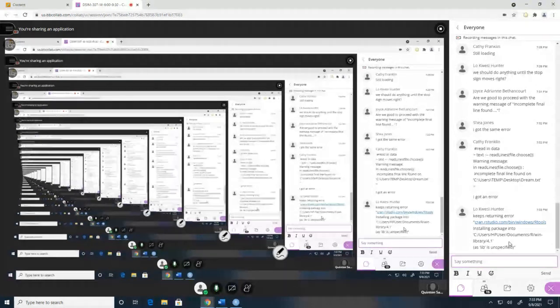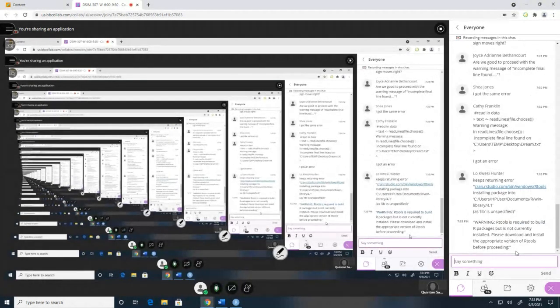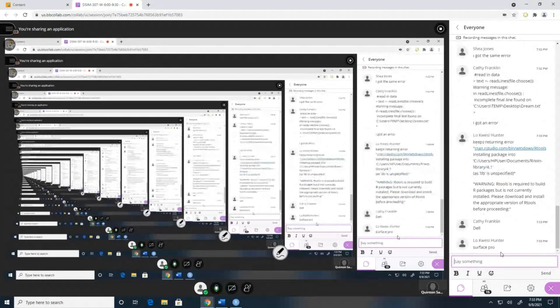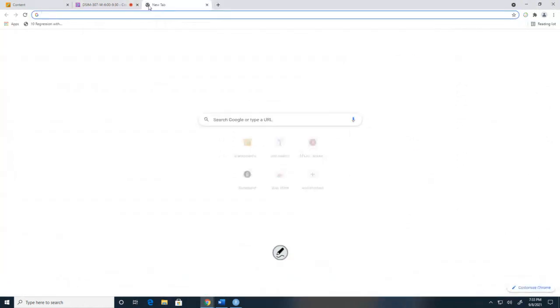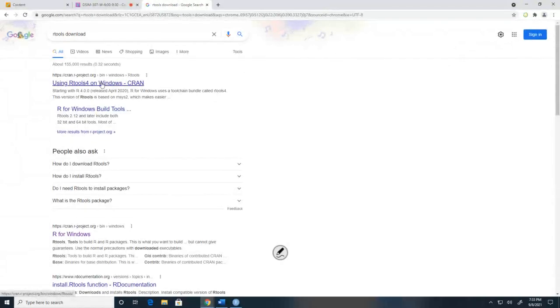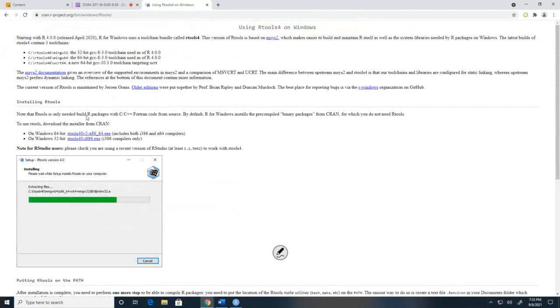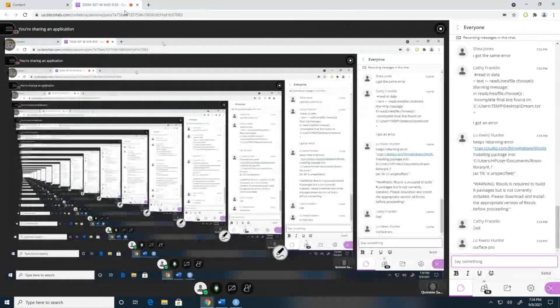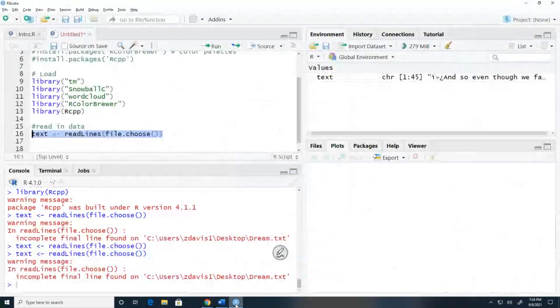What kind of computer are you using? Surface Pro. I don't know. You can try to follow that and go install RTools. I don't know. It's not an error I've run into in a long time. So you may have to install RTools. I didn't have to do that on mine, so. And just maybe the kind of computer that you're using. Hopefully that corrects the error.